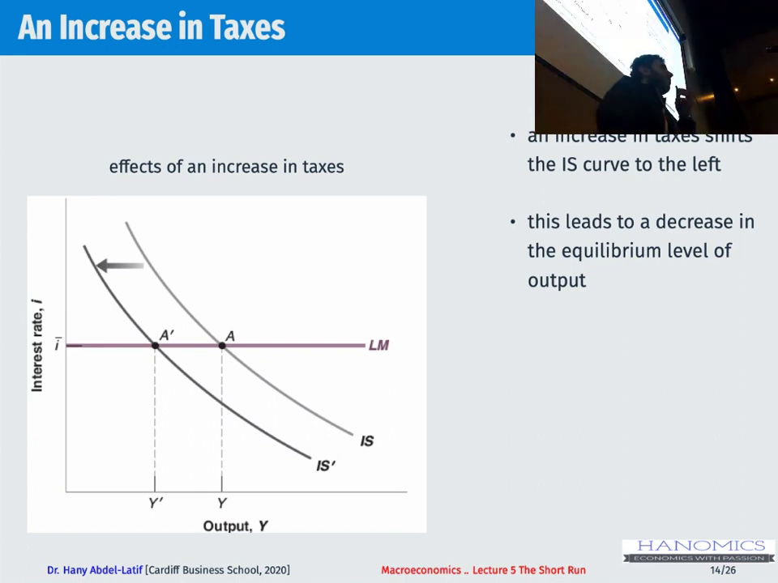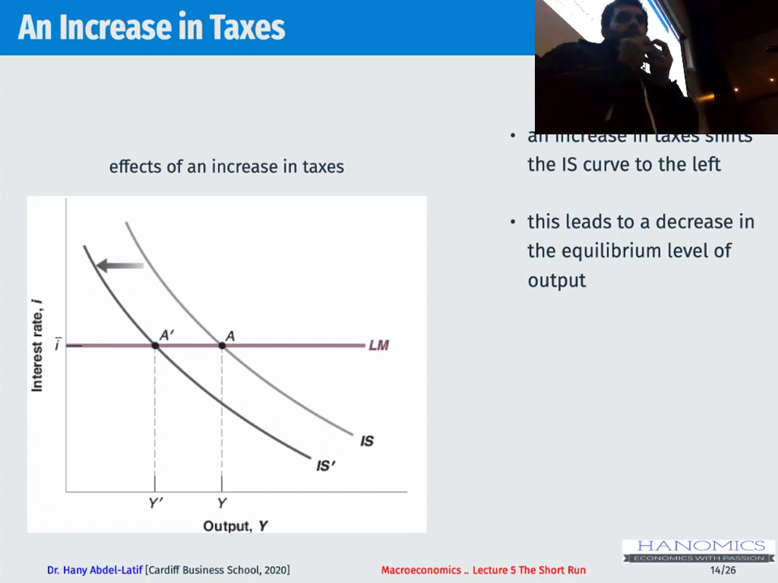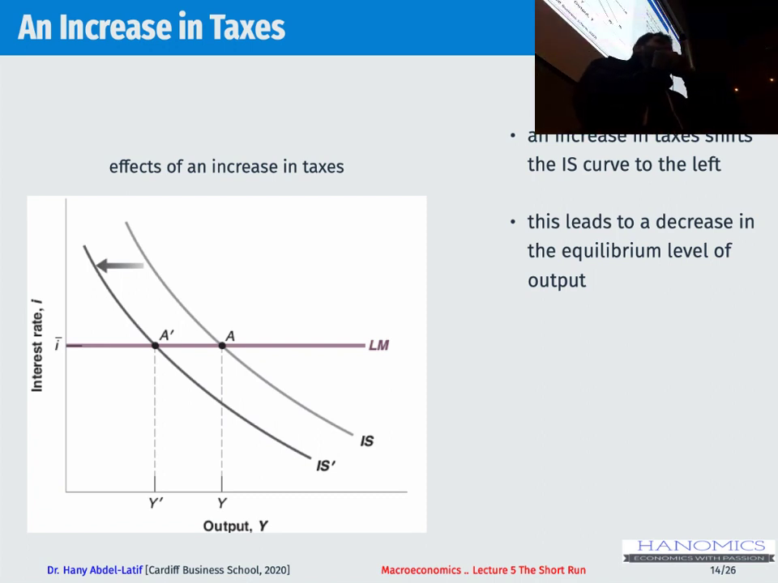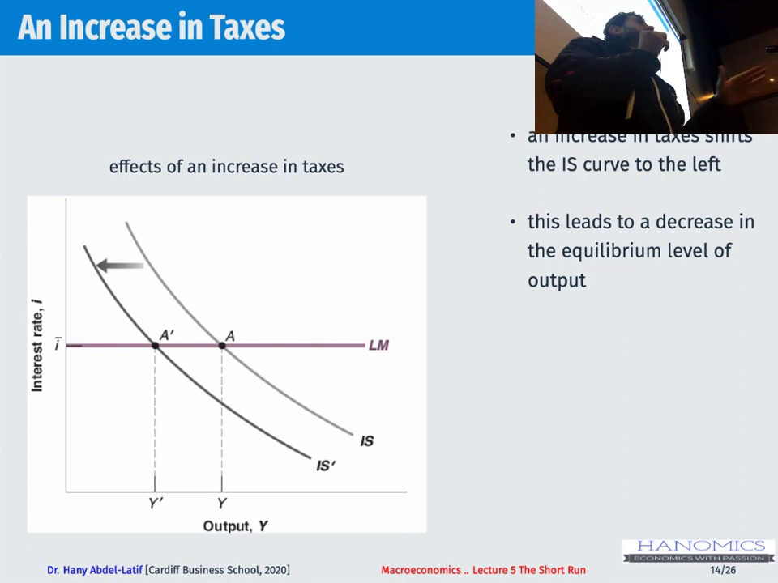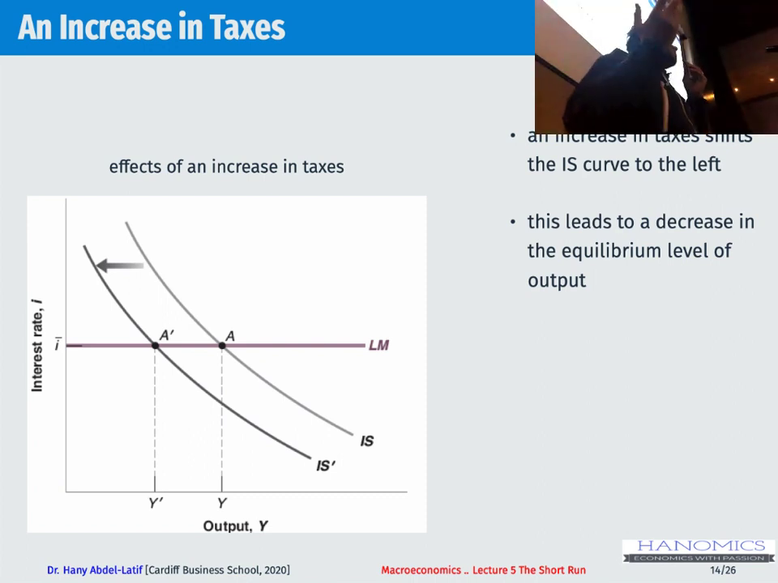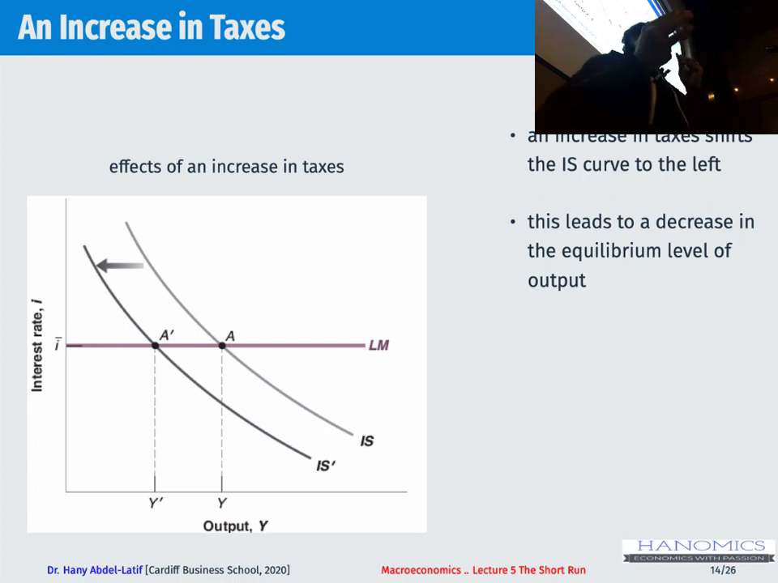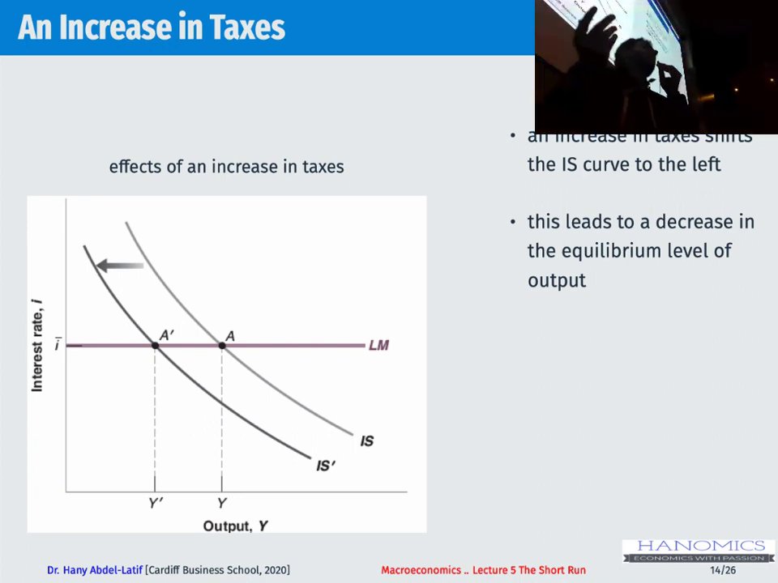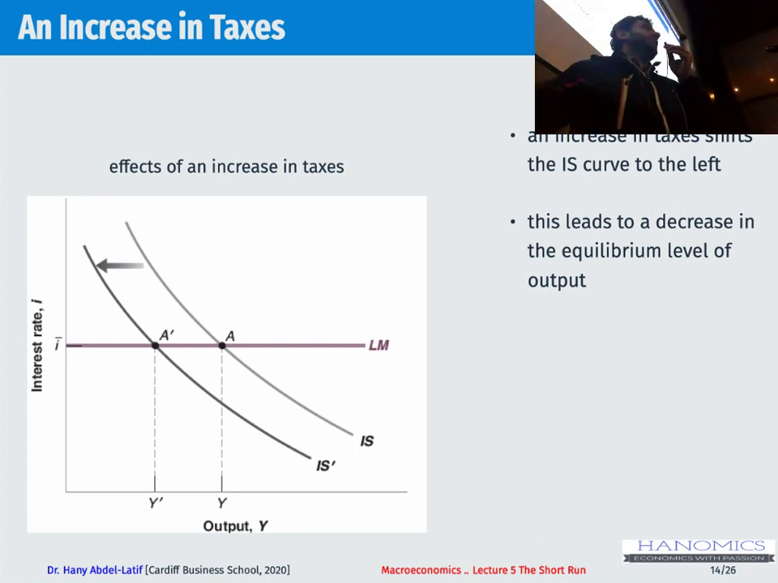So what we have here is an increase in taxes. That effect should go through the effect of taxes on aggregate demand. So the effect should go through a shift in the IS curve, because the IS curve represents equilibrium in the goods market. Now the question is which way it's going to shift, right or left. That depends on the effect of the policy change on aggregate demand.